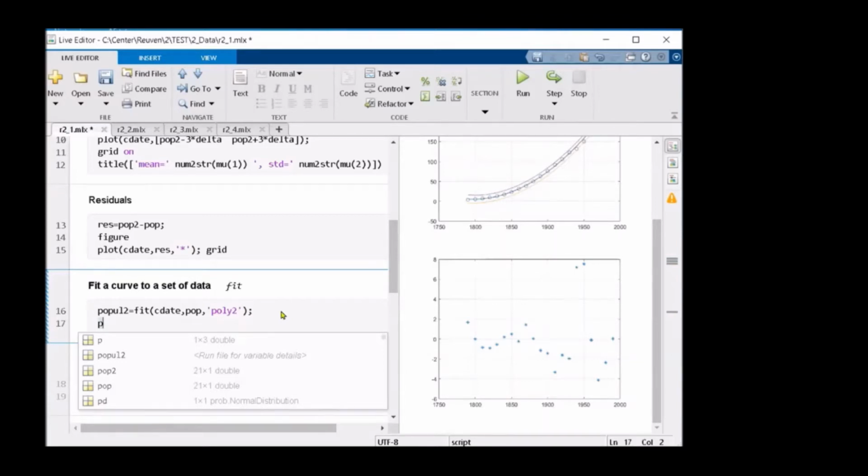Now, when we use this fit command, it's something new. It's not a vector, it's a structure, an element inside Matlab. And let me show you how it looks.